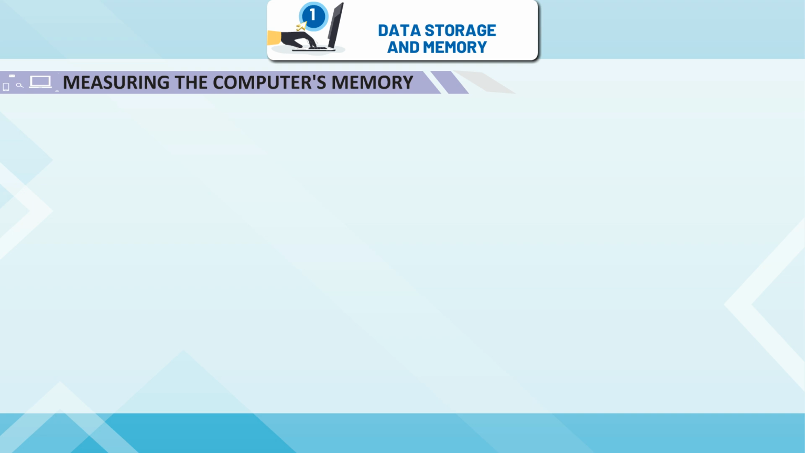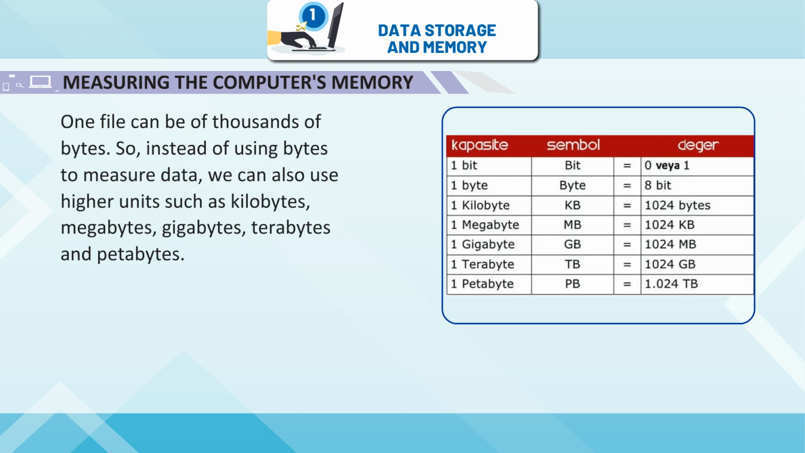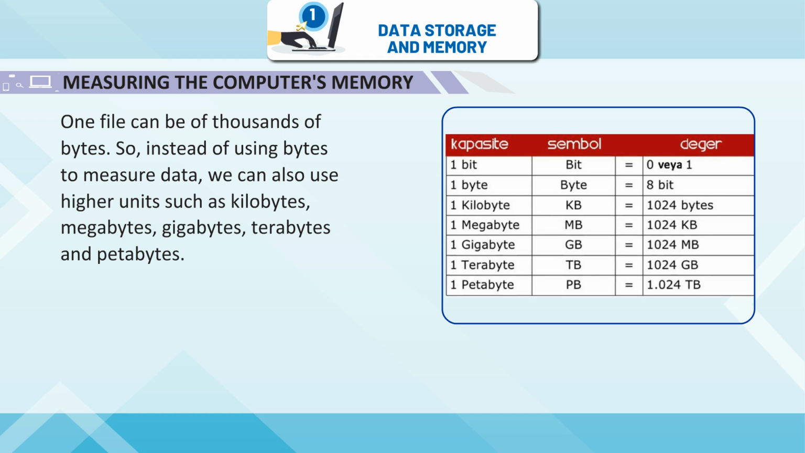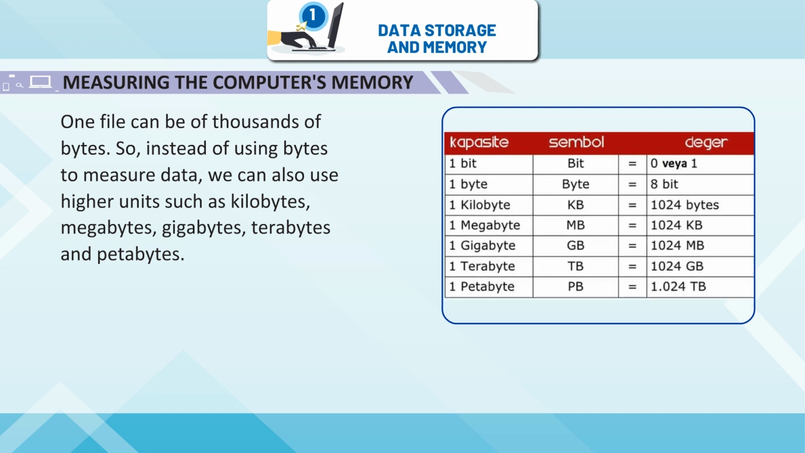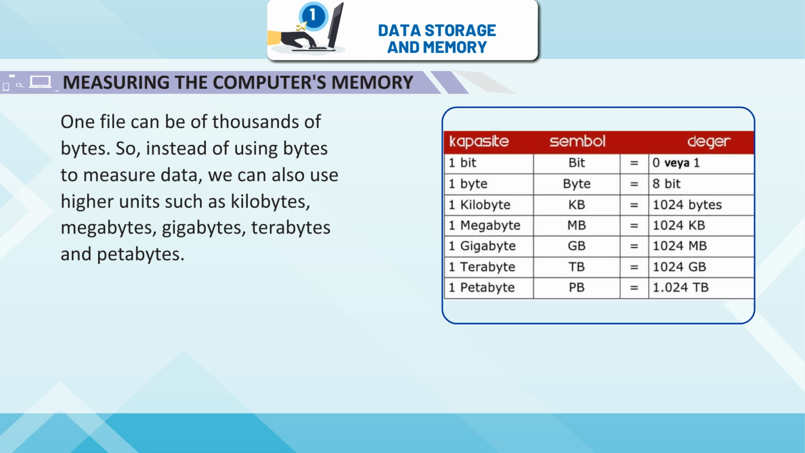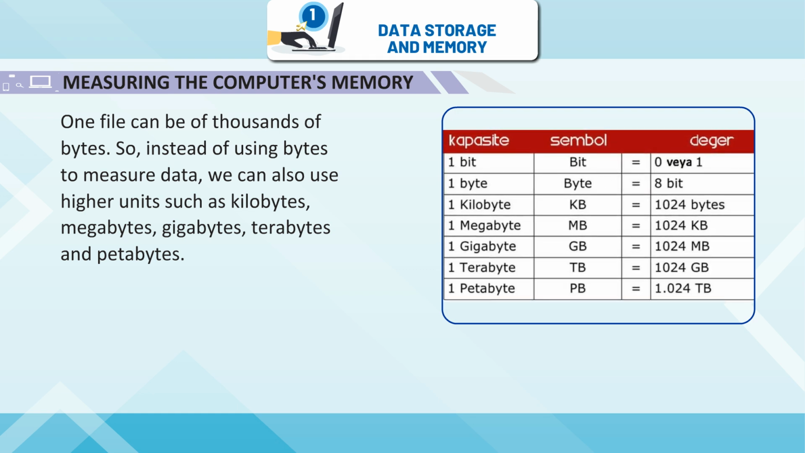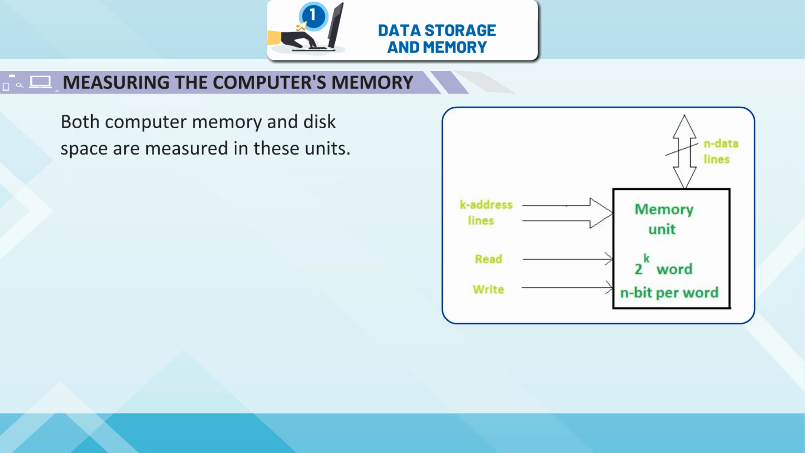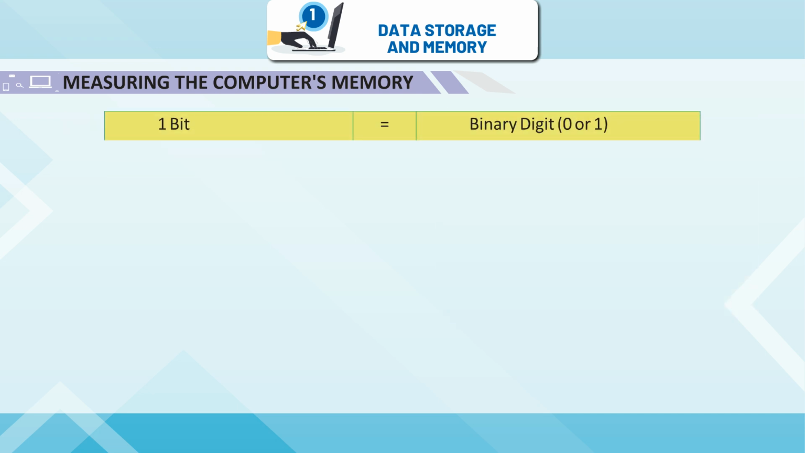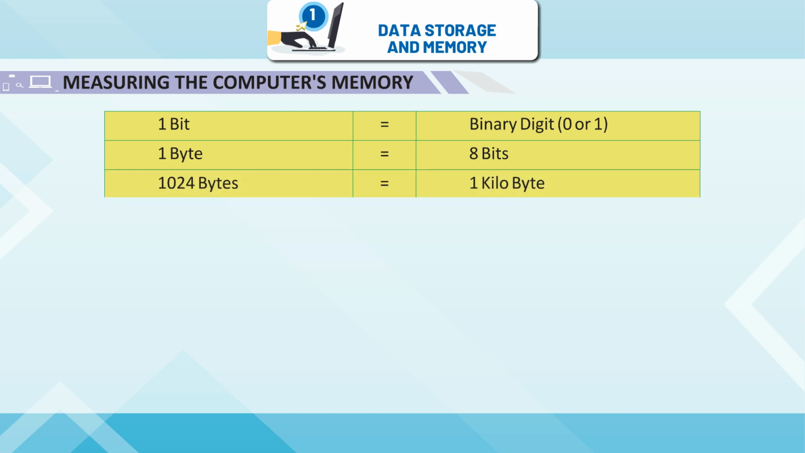Measuring the computer's memory. One file can be of thousands of bytes, so instead of using bytes to measure data, we can also use higher units such as kilobytes, megabytes, gigabytes, terabytes, and petabytes. Both computer memory and disk space are measured in these units. 1 bit is equal to binary digit 0 or 1. 1 byte is equal to 8 bits.